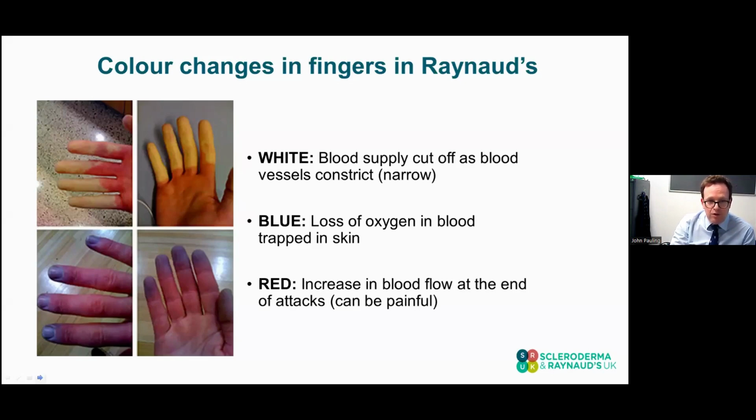And as Maurice Raynaud described, sometimes after this initial period of vasoconstriction, or narrowing of the blood vessels, you can enter a phase of the condition where too much blood flows into the fingers to try and bring more oxygen and nutrients down to the skin of the fingers, and this can make the fingers become very red. And sometimes that can be the most painful part of the syndrome itself.